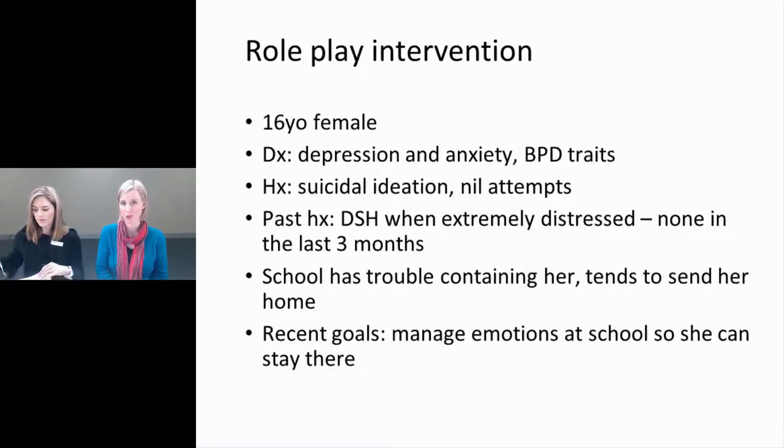Okay, now we'd like to model a role play intervention for you. We'll give it a try anyway. So our young person will be played by Chantel, who will be a 16-year-old female named Amy with diagnoses of depression and anxiety, as well as borderline personality disorder traits. She has a history of suicidal ideation, but nil attempts. She has a past history of deliberate self-harm when extremely distressed, but none in the last 3 months. The school has trouble containing her, and they tend to send her home when she voices these suicidal thoughts. And one of her recent goals has been to manage her emotions at school so she can stay there.